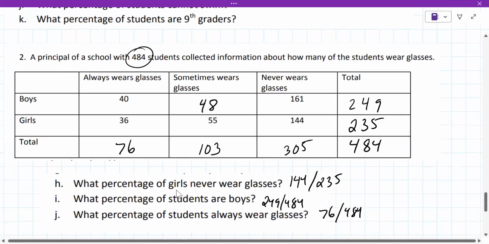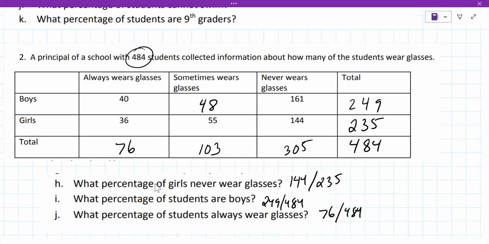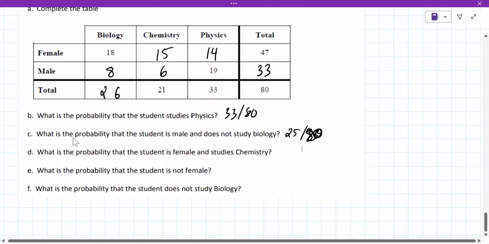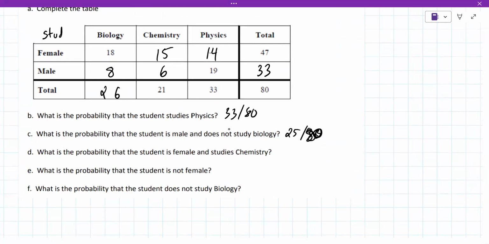What percentage of girls never, see how it's isolating it to girls? It's just girls. This problem here isn't asking about just males. It's not saying what's the probability that males do not study biology. It's male and does not study biology, because it's starting out with all the students.